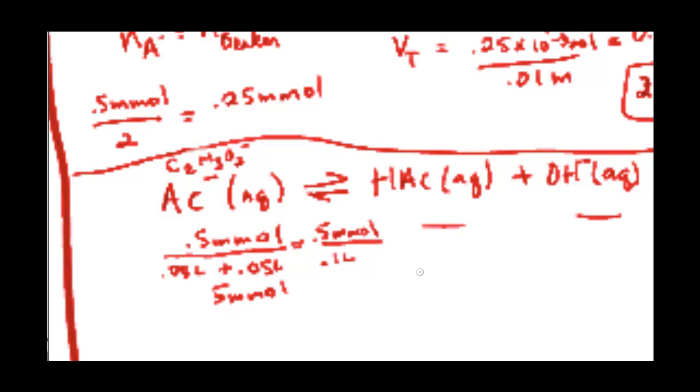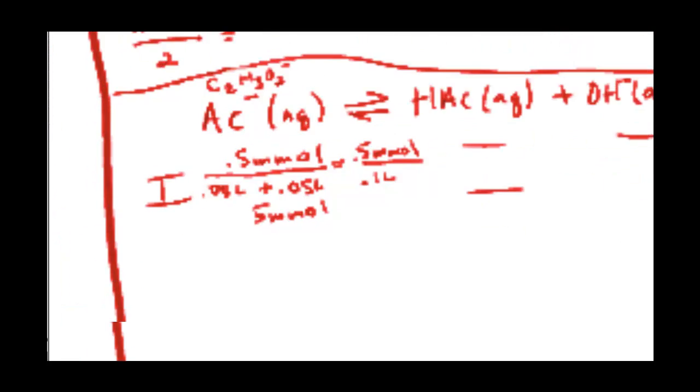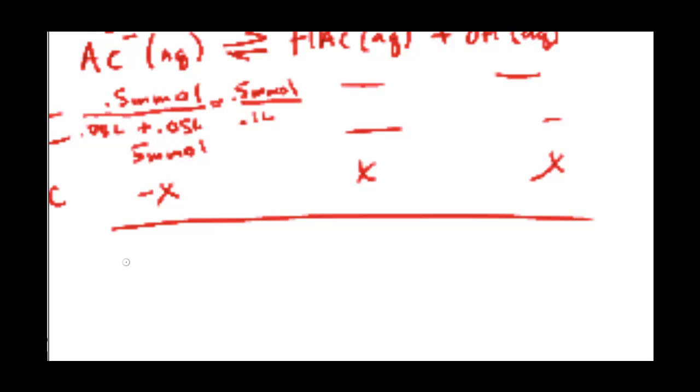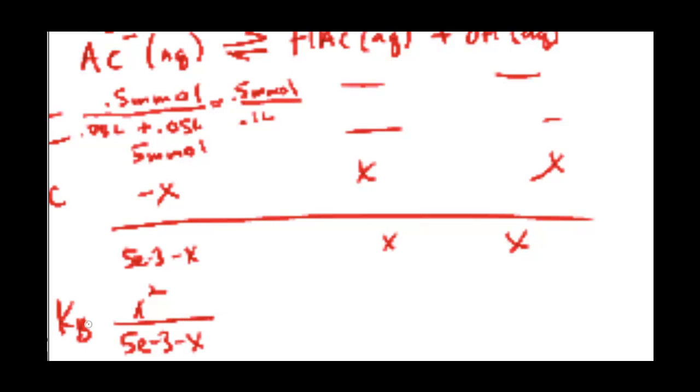So here we have 0.1 liters total, so that would be 5 millimoles for the initial concentration. Nothing here, nothing here, so it's still initial. And then the change would be minus x here, and plus x there, and plus x there. So we have 5E negative 3 minus x, and x squared over 5E negative 3 minus x is going to be equal to your Kb.